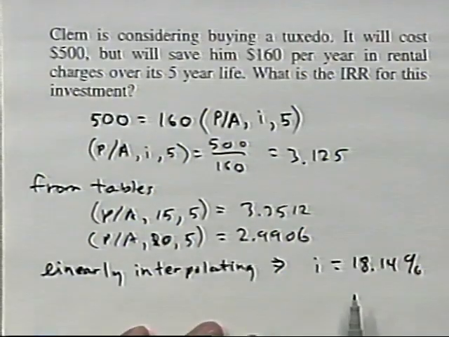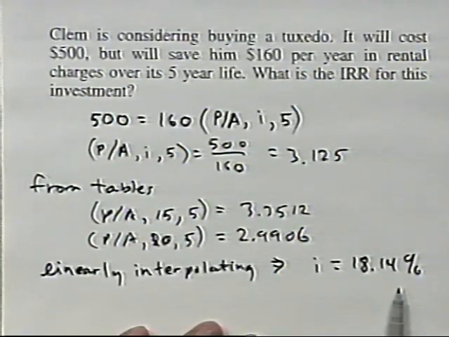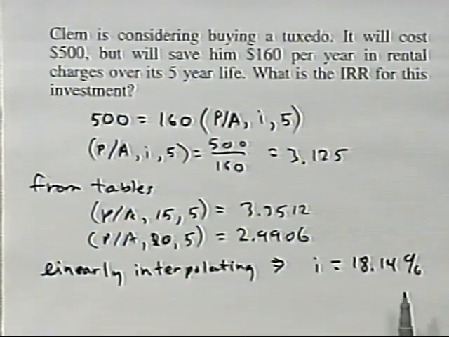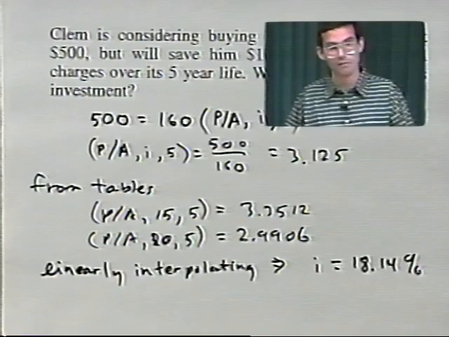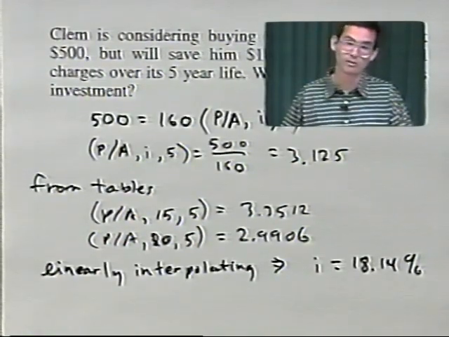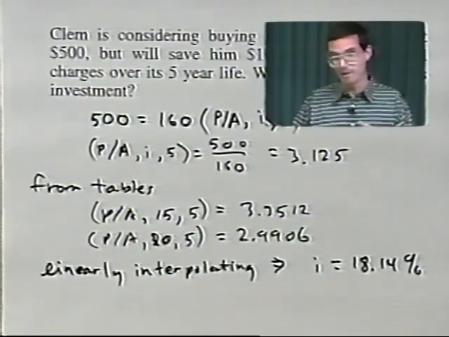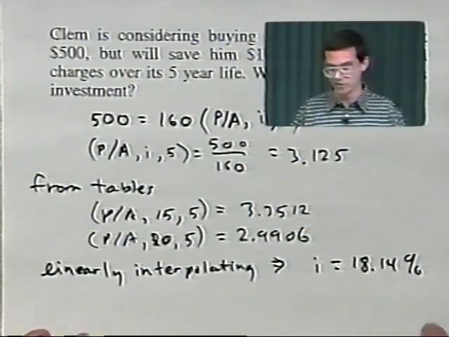But he would decide on a minimum acceptable rate of return for himself. Maybe it's 10%. And you compare that minimum acceptable rate of return to the 18.14% he earns from this investment. He's earning more. If he's earning more than his minimum acceptable rate of return, then this is a good investment. If he's earning less than his minimum, then it's not. So we need that MARR as well in order to decide.